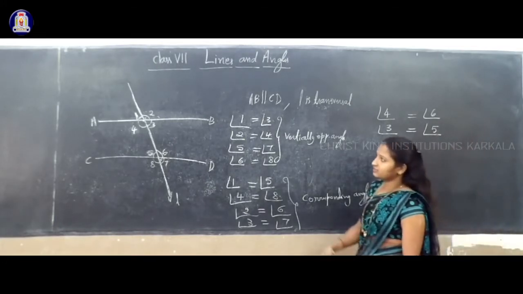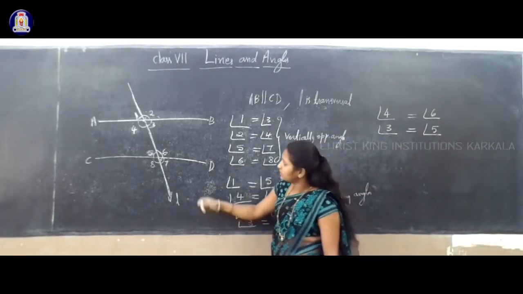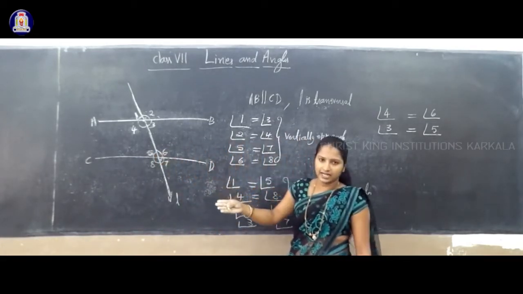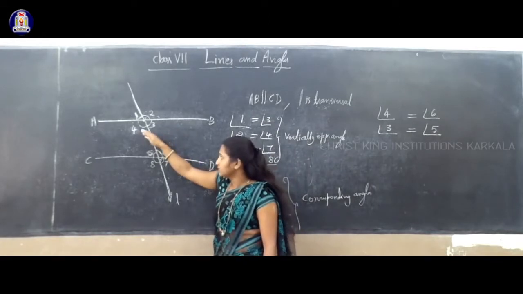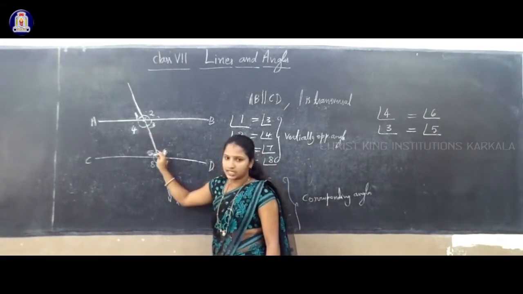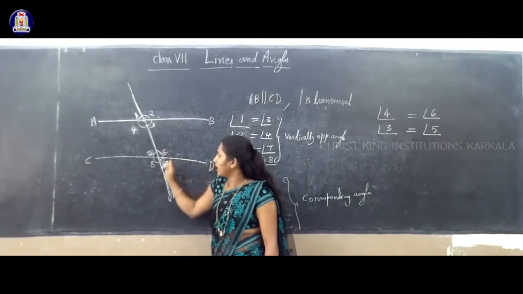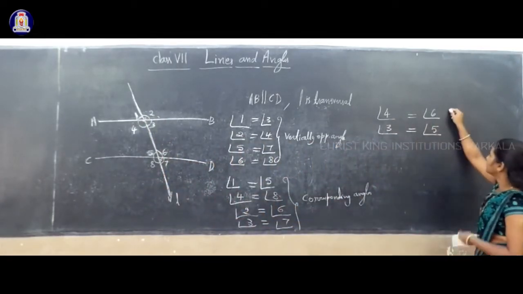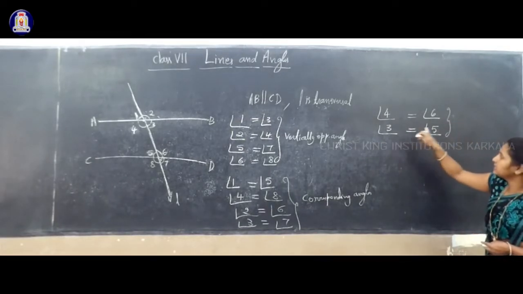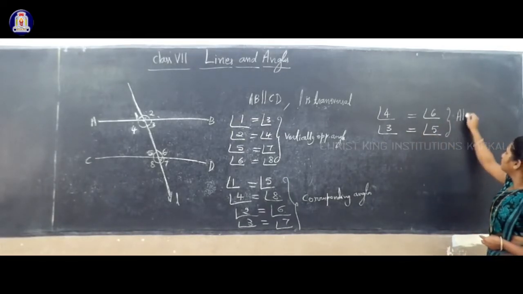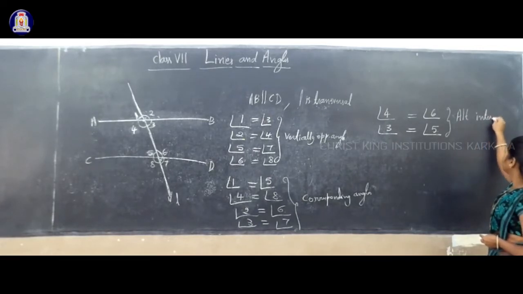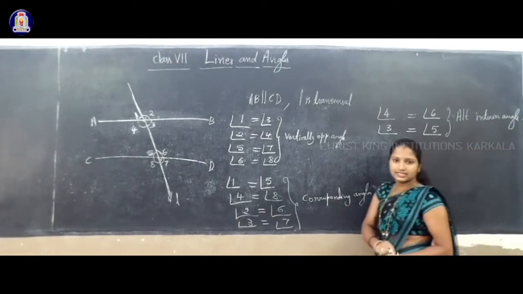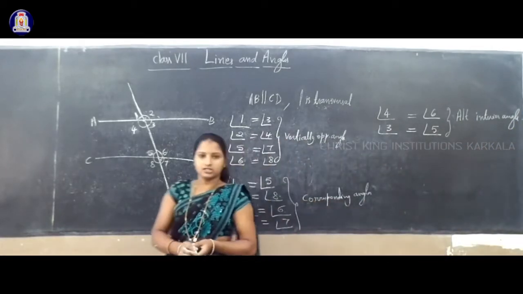Are there any other interior angles? No. Then the remaining 4 angles are exterior angles. Correct? In the parallel lines, only 4 angles are interior angles. So the remaining 4 angles are exterior angles. Clear? So now angle 4 is equal to angle 6, and angle 3 is equal to angle 5; these are alternate interior angles. Now we can say alternate exterior angles are also equal.